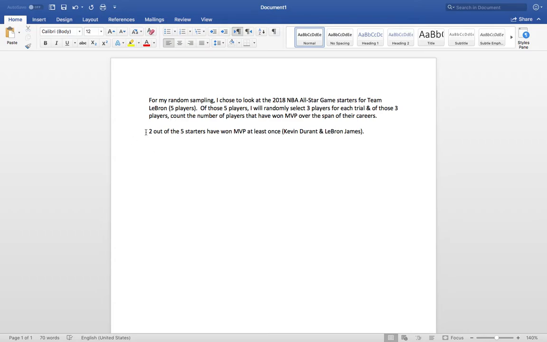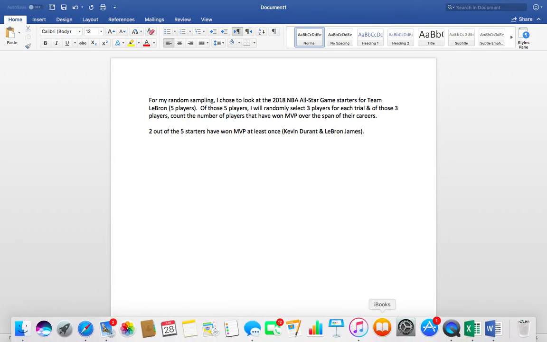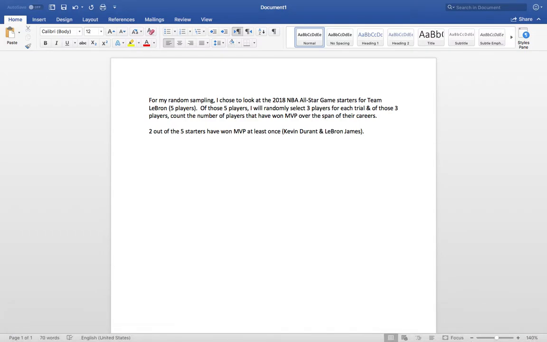2 out of the 5 starters on Team LeBron have won MVP at least once. Those 2 are Kevin Durant, who's won the MVP award once, and LeBron James, who has won it 4 different times. Although that won't make any difference in the data.